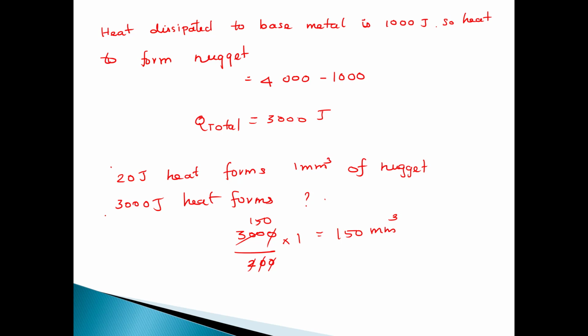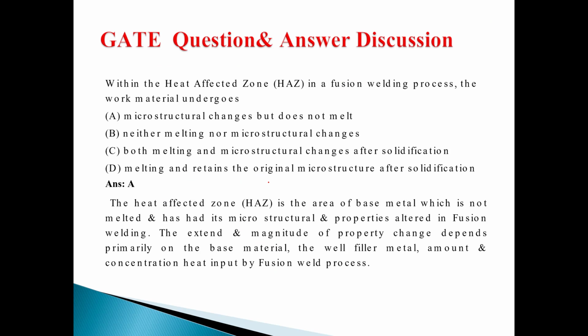Mm cube volume. Next question is, within the heat affected zones in a fusion welding process, the work material undergoes microstructural changes but does not melt; neither melting nor microstructural changes; both melting and microstructural changes after solidification; melting and retains the original microstructure after solidification. The answer is A, that is microstructural changes but does not melt.